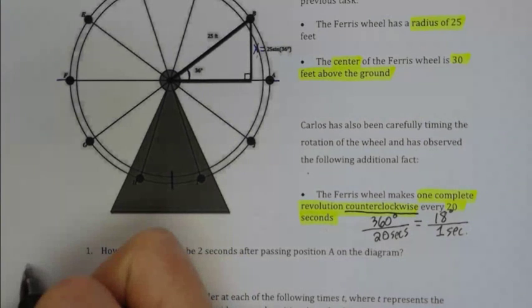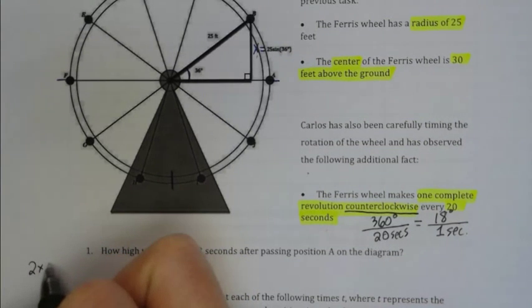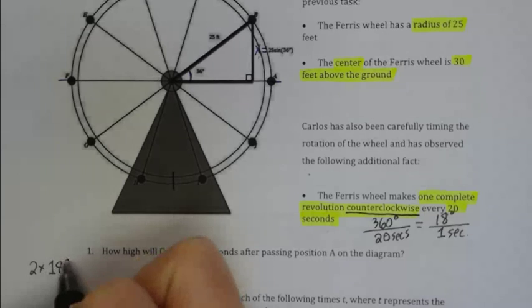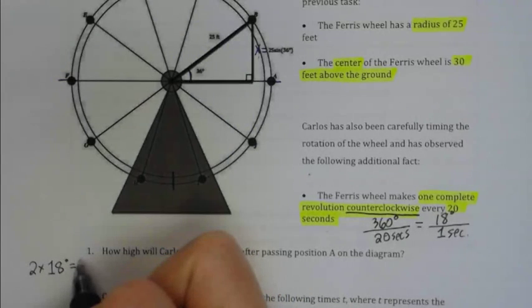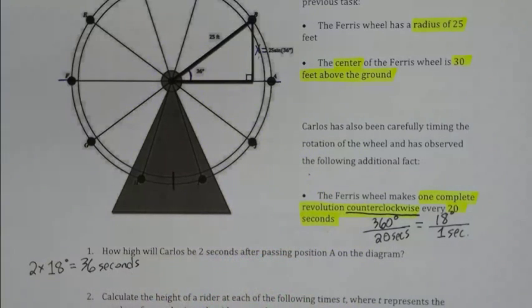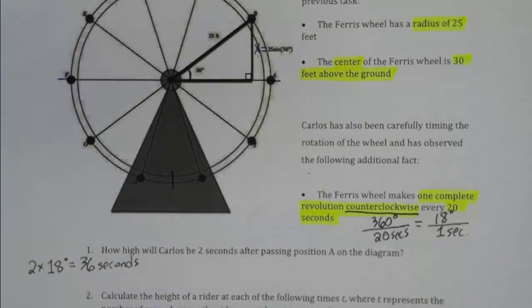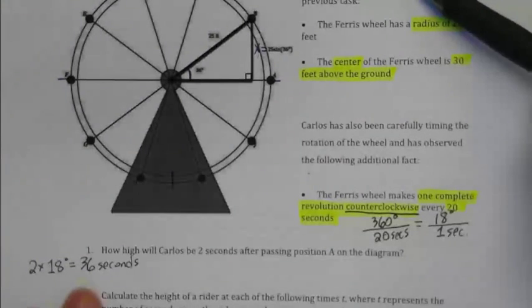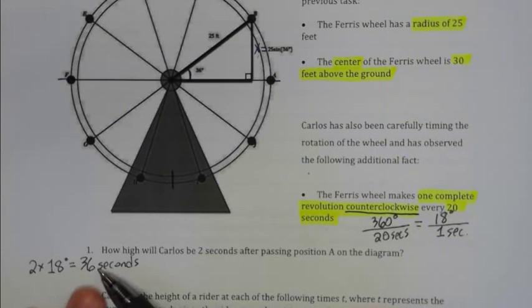So using that information, if we're talking about 2 seconds, for instance, I could do 2 seconds times 18 degrees, and that gives me 36 degrees. And so that basically gives us what we worked on from before. If I knew 2 seconds in would be the 36 degrees that we have here, then I did the 25 times sine of this input of 36 degrees.